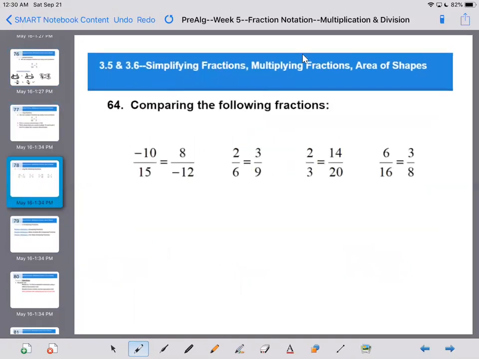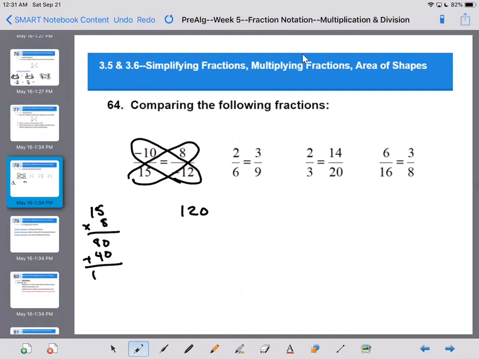So here we could look at comparing, and in this case, with some of the problems that I give you, I would just want you to be able to show me that you can check. So this is a negative 10 times a negative 12. Well, that's going to be a positive 120. And then 8 times 15. Well, that's 80 and 40, and that's also 120. So yes, these are equal.